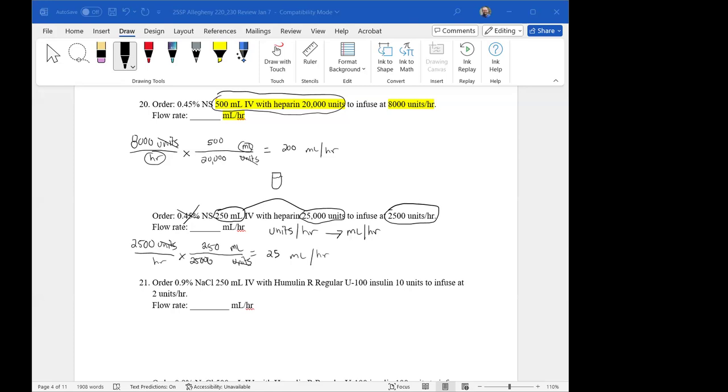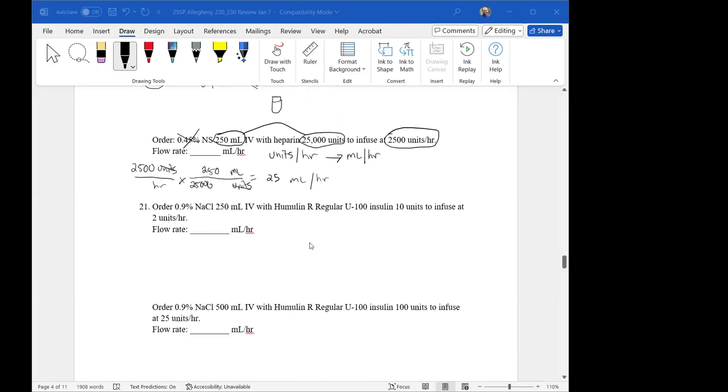All we're doing, like I said, is converting units per hour to ml per hour. So you might see an insulin infusion question like that, or a heparin infusion question like we just did. So it's basically the same thing. It's just a different medication. Okay. So for this one, we're going to do the same thing. We're converting units per hour to milliliters per hour.